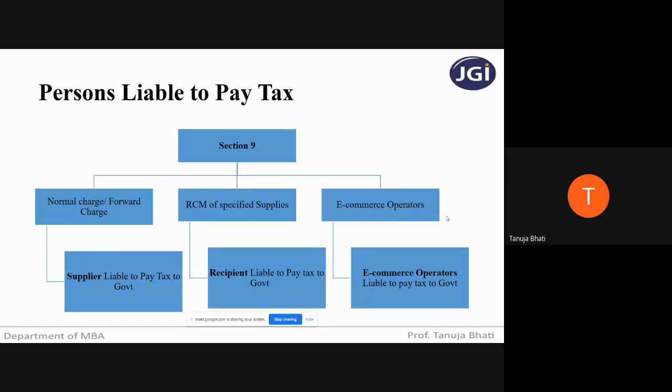So these three are the persons who are liable to pay tax under GST. So they are called taxable persons. Taxable persons are those persons who are liable to pay tax under GST. So now let us see what are those supplies that are notified under RCM. That means under which situation the recipient is liable to pay tax to the government.